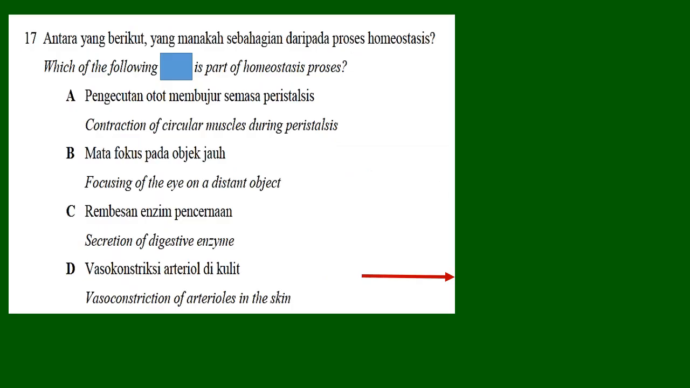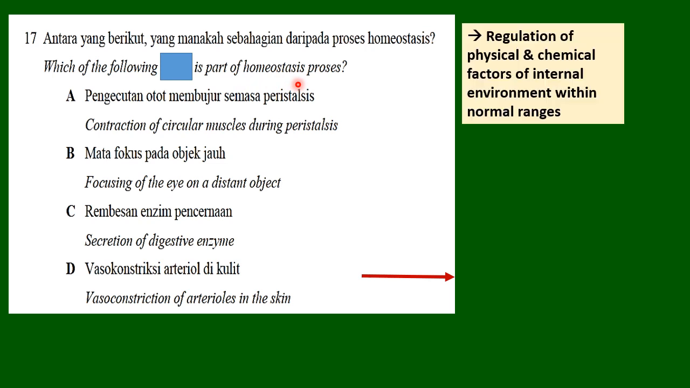Question 17. Which of the following is part of the homeostatic process? First you have to know the meaning of homeostasis. The definition is that it is the regulation of physical and chemical factors of the internal environment within normal ranges. These factors are, for example, temperature of the body, blood osmotic pressure, concentration of glucose in the blood, and also the blood pH. When these factors are being regulated, we say that homeostasis is being carried out.